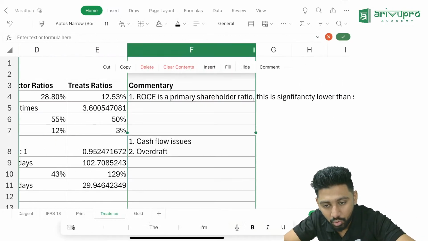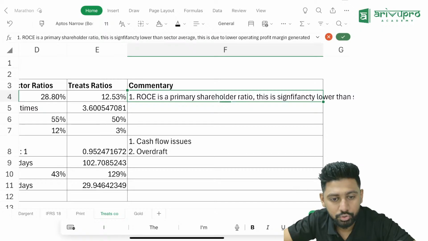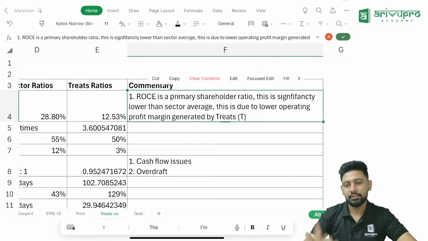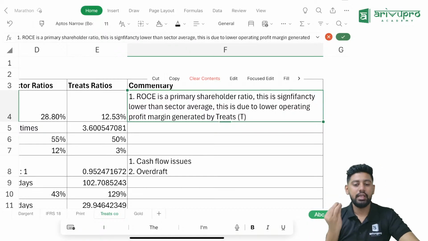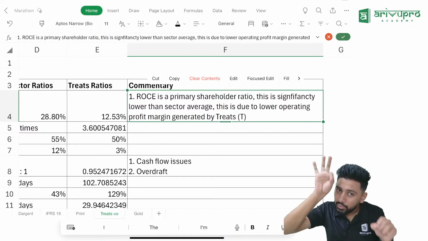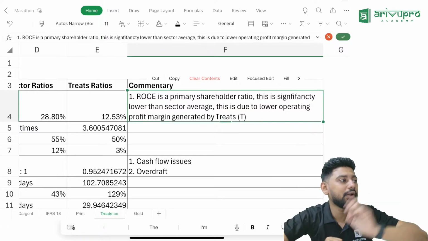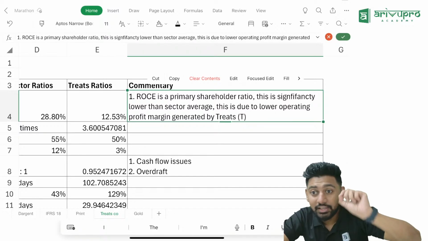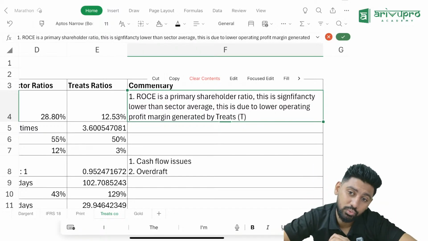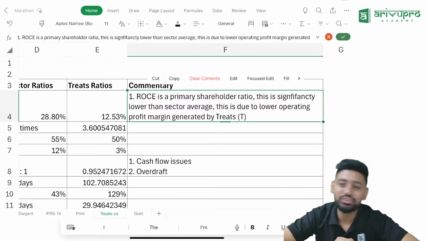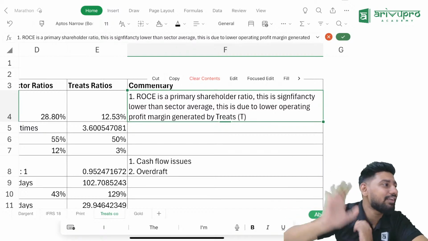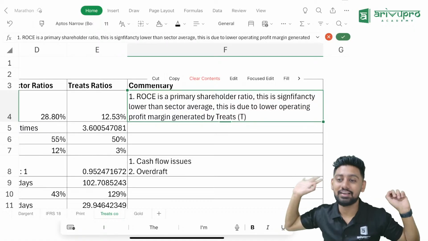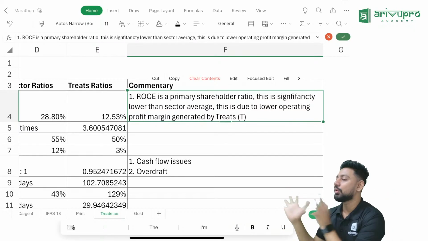Now look at my thinking. I want you to follow the same thing in the exam. I have given a point. I'm justifying my point. Hey, look, it's low. But why is it low? Because of the low operating profit margin that we are generating. I'm justifying it. And I'm saying, hey, look, this is a primary shareholder ratio. I'm only talking about ROCE here. I'm not diverting. I'm telling the examiner, hey, look, I'm giving you my 1 point. Give me my 1 mark. I'm done. I'm not overdoing it.